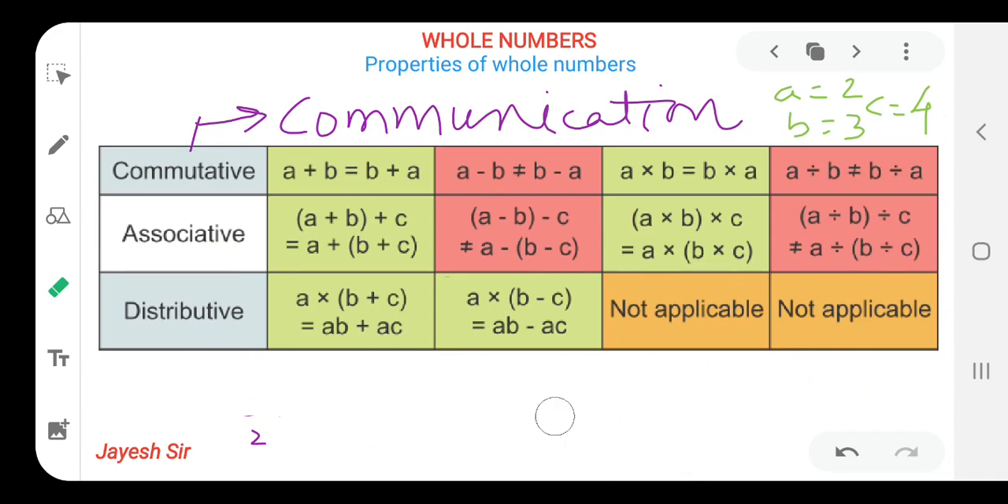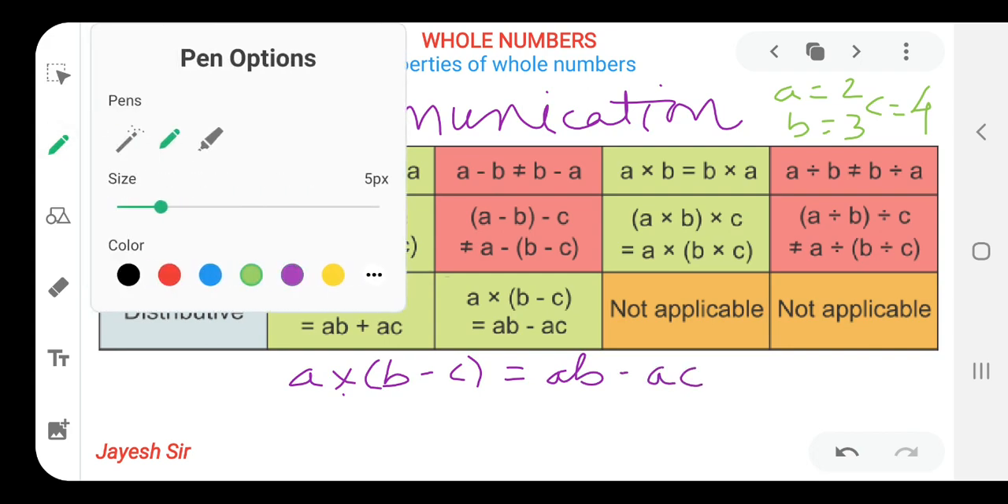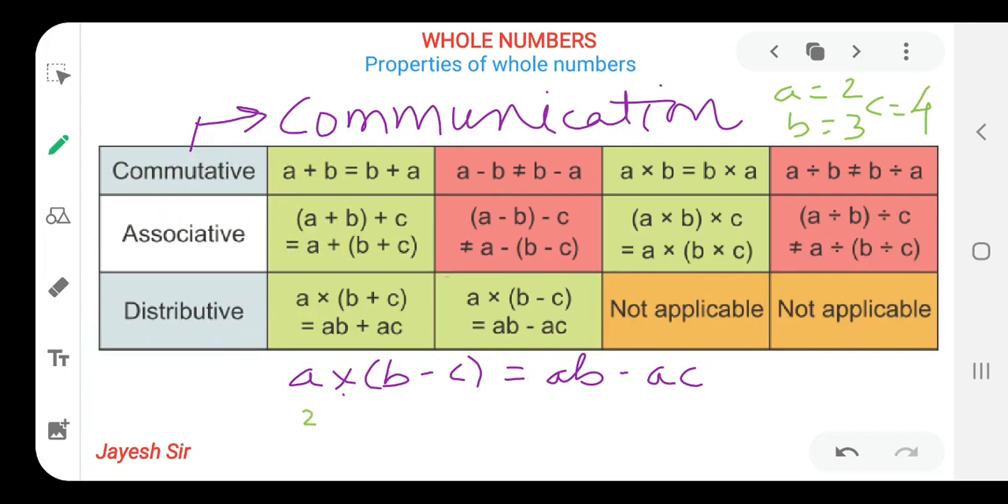So let's solve for the second type of the distributive property. That means A multiplied by (B minus C) is equal to AB minus AC. Yes, so what we have to do, we have to just assume and put the values. We have already assumed the values. We'll put the values B minus C, that means 3 minus 4, that is equal to 2 multiplied by 3 minus 2 multiplied by 4.